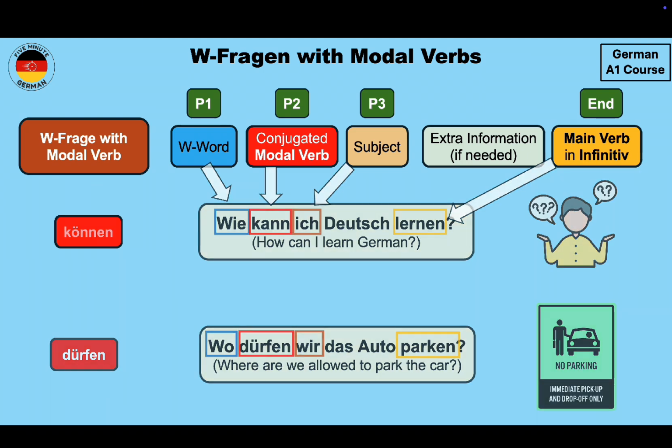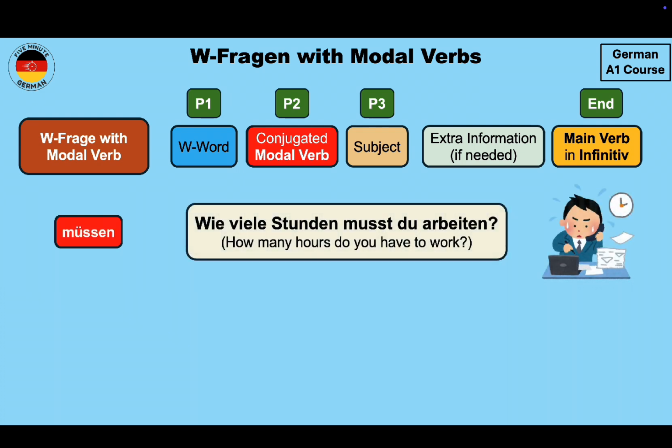Now I want to show you two more examples which are a little different. So you see this example over here, Wie viele Stunden musst du arbeiten? How many hours do you have to work? Over here, the first part, which is Wie viele Stunden, is the W word, and these three words make up the position 1 because we cannot separate it. I have explained this in detail in my video on W-fragen. However, I just wanted to give you a reminder over here so that you don't get confused.